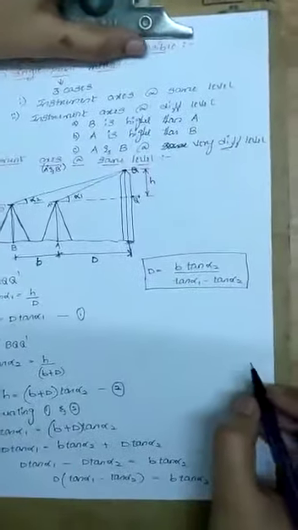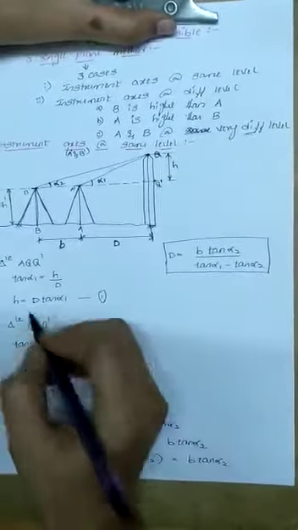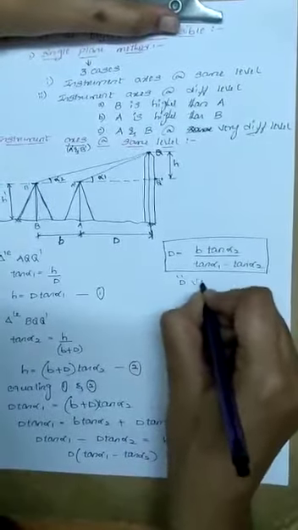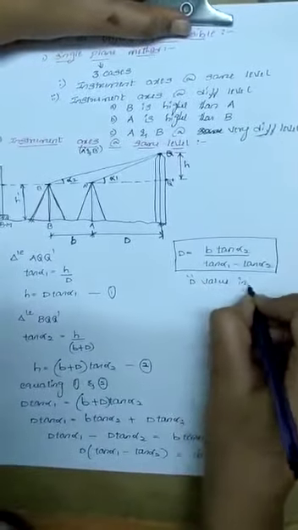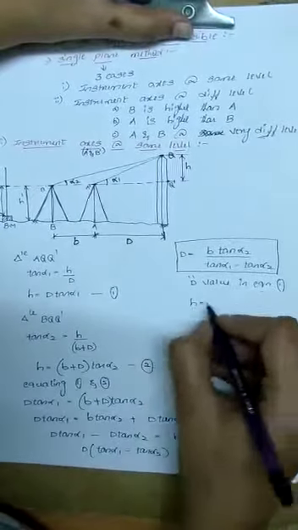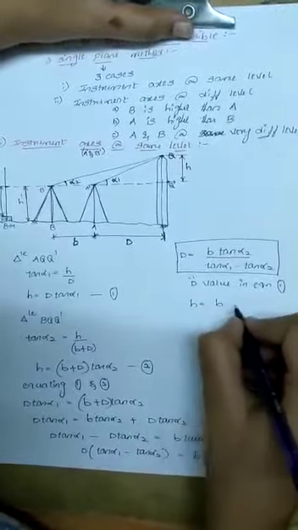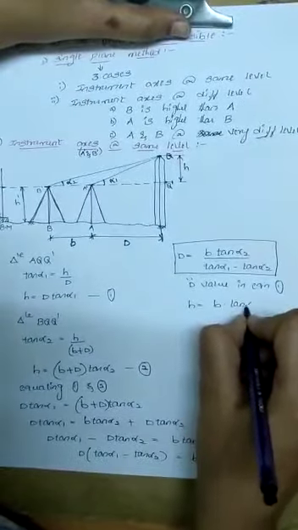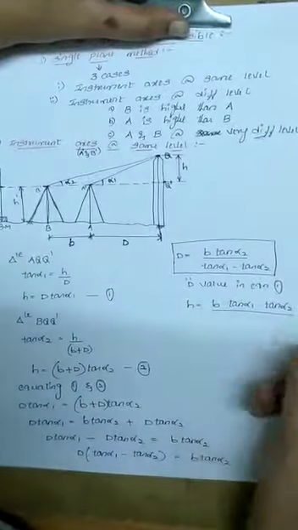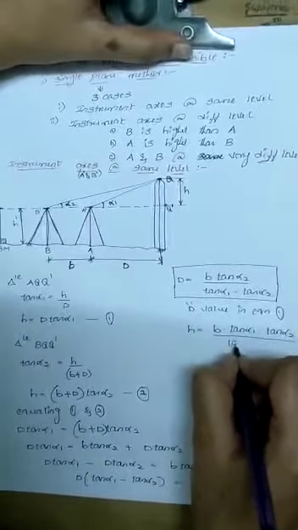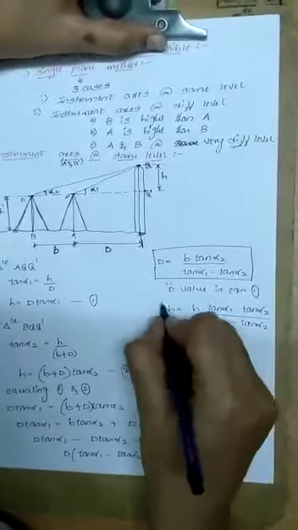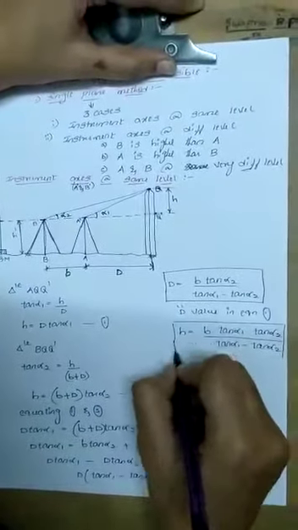Substitute in this H equation, either 1 or 2, in order to calculate the H value. Substitute the D value in equation 1. Then H will be equal to, what is the formula? That is B into tan alpha 1 into tan alpha 2 divided by tan alpha 1 minus tan alpha 2. This is the formula to calculate the H value.